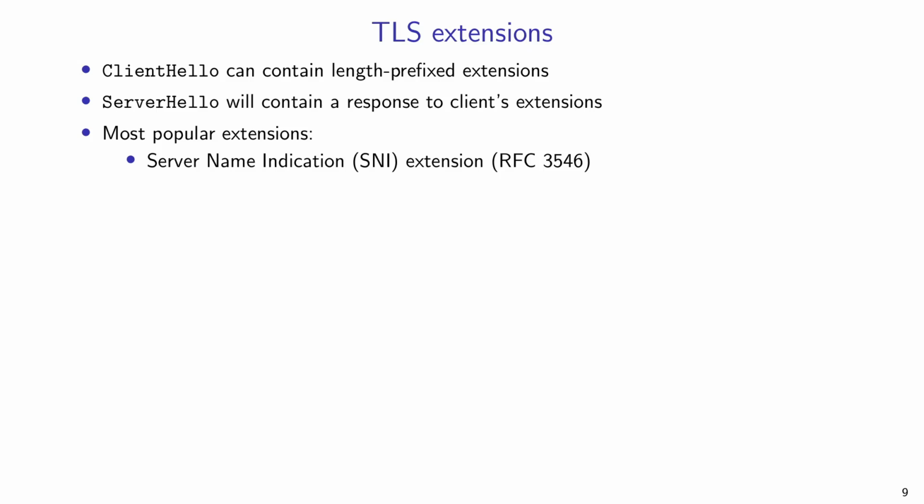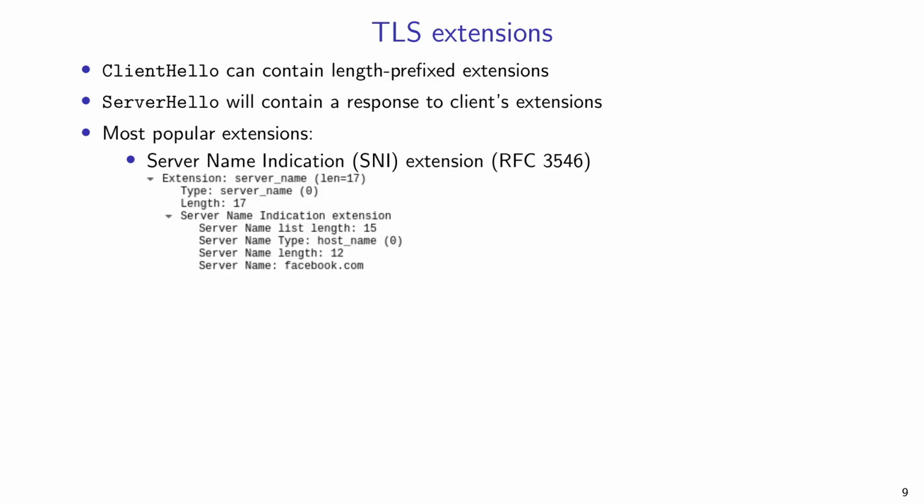The most popular is probably the server name indication SNI extension. What it does is that it includes the server's hostname in the client hello message. In this example, we can see the server name indication extension that contains the facebook.com hostname. This extension is helpful to inform the server to which virtual host the client intends to connect, because as you know, one server can host several websites for different domain names.